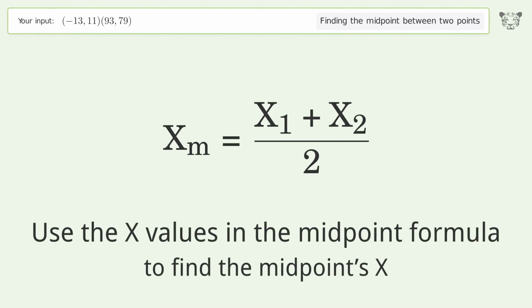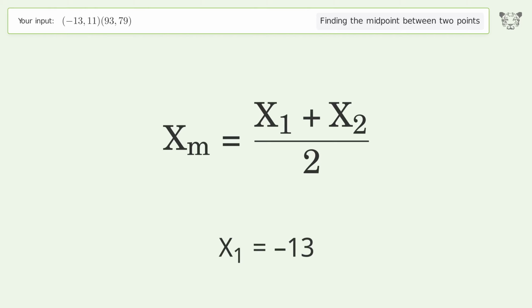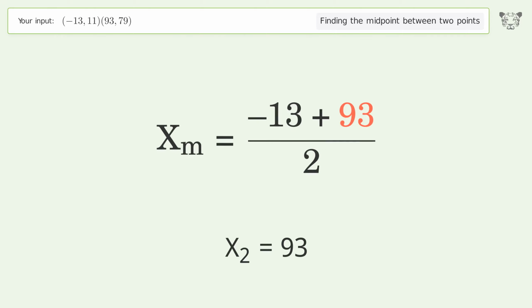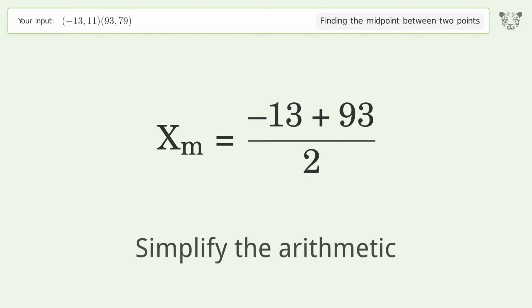Use the x values in the midpoint formula to find the midpoint's x. x1 equals -13. x2 equals 93. Simplify the arithmetic.